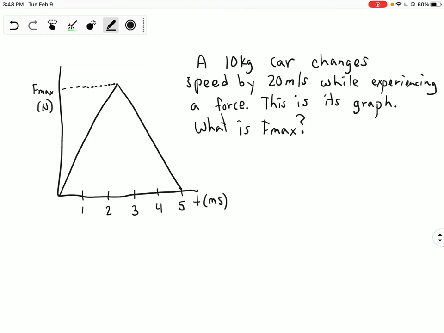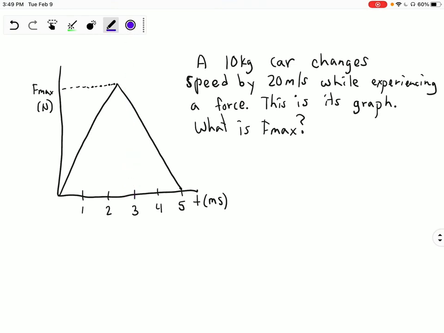I need to warn you that I'm making up this example as I go. In future sessions, I might have examples more prepared. That's why it's going to make no sense. Like cars aren't 10 kilograms. It's probably unlikely to change its speed by 20 meters per second in 5 milliseconds. But let's just go with it.